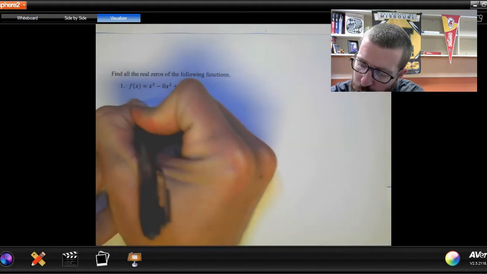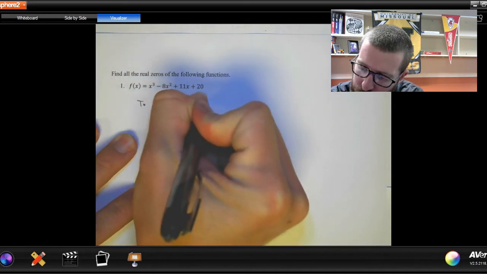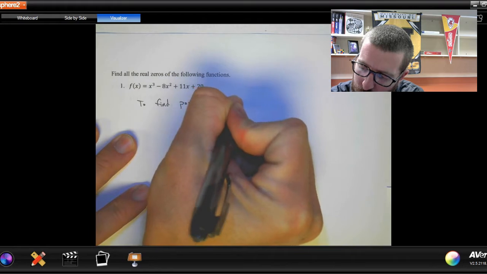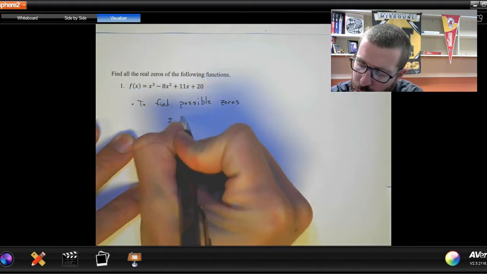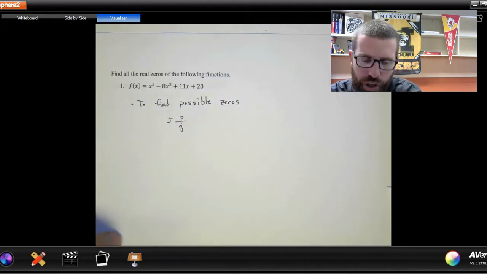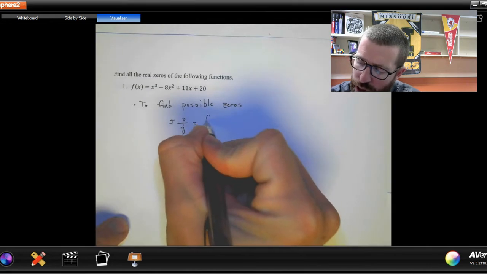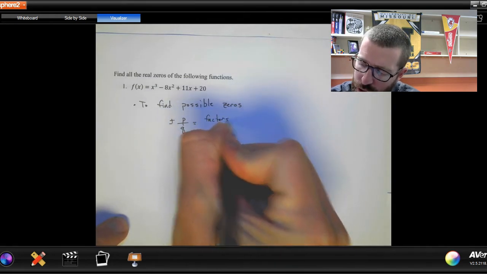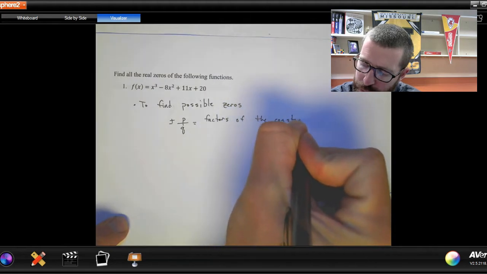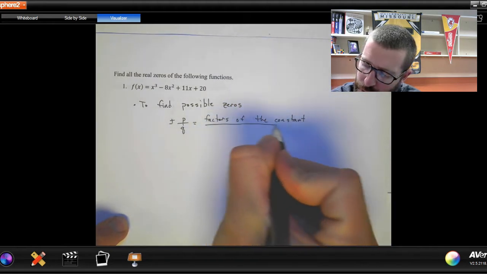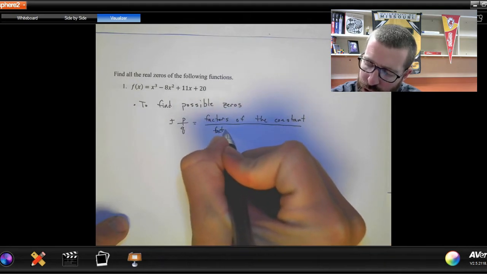So to find the possible zeros, we are going to do plus or minus P over Q. Okay, so that's kind of shorthand. We got to know what that means. So P is the factors of the constant. And then Q is all the factors of the leading coefficient.